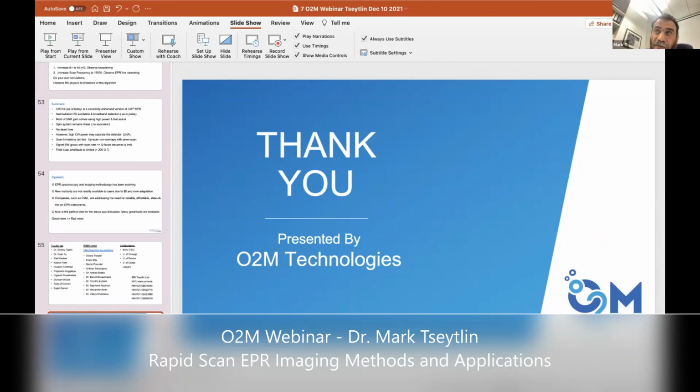Another thing is sensitivity. Another thing is, again, imaging. If you're using standard CW, there is no way you can do 4D or 5D imaging. It will take forever, and people know that. But with RapidScan, you can do it in seconds if you have an extremely strong signal. That's the major thing, I think.